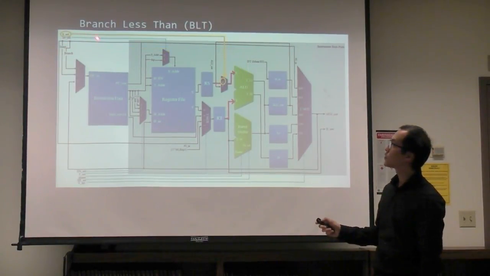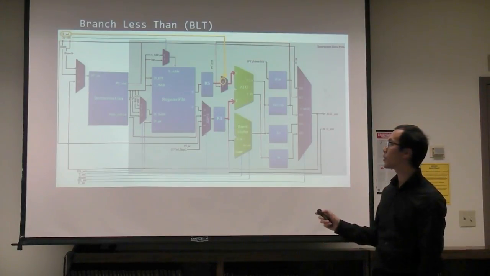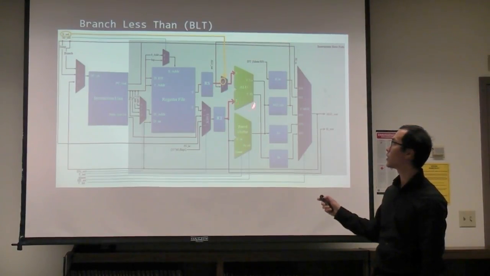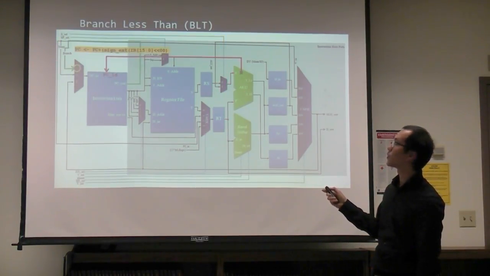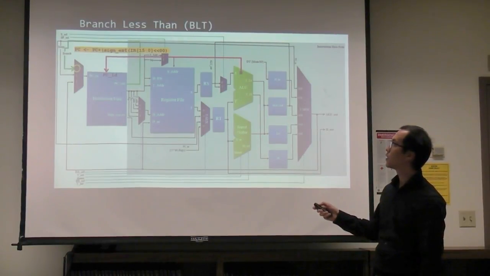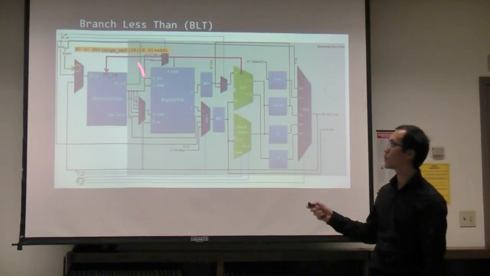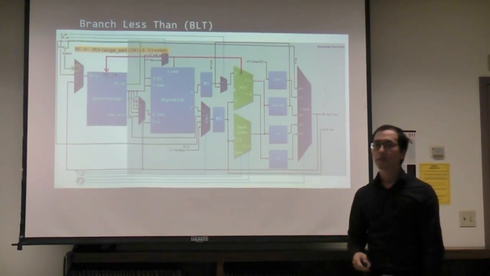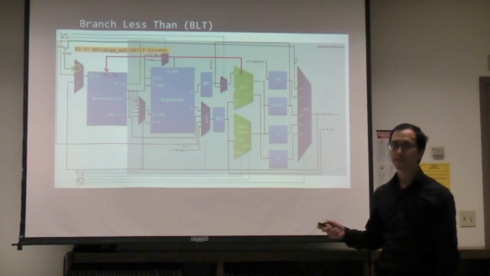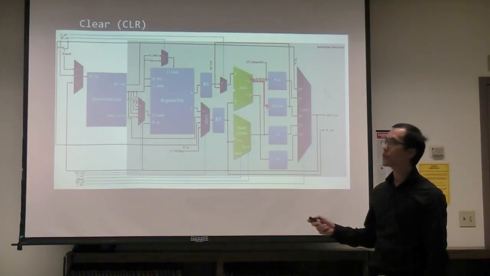And then the second instruction is branch less than. It's similar to the previous one. We subtract RS and RT in the ALU, and then we check the flags. If the negative flag is set, meaning that RS is less than RT, then we branch to the new address. So are these signed or unsigned branches? This one is unsigned. Unsigned branches.